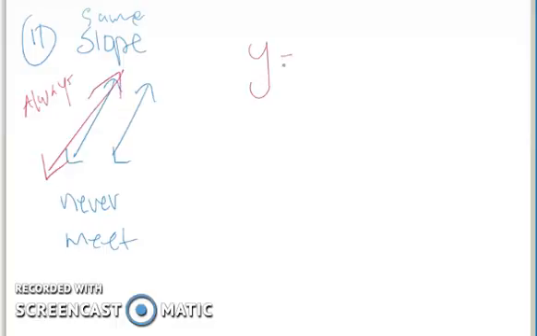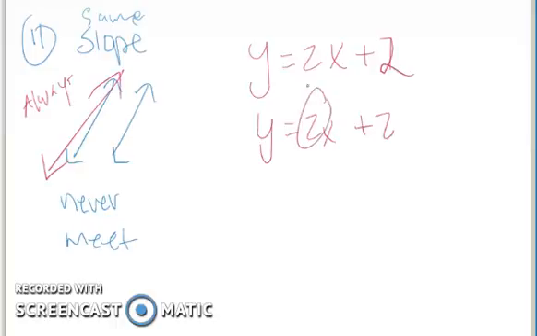So if I said y equals 2x plus 1 and y equals 2x plus 2, they have the same slope, different y-intercepts, so they're different lines, so they'll never meet. If this was a 2, then they would always meet, so we'd have an infinite amount of solutions. So slope is our key.